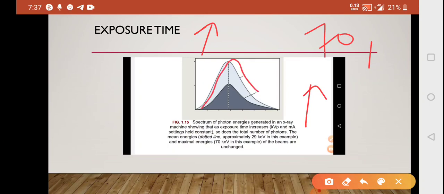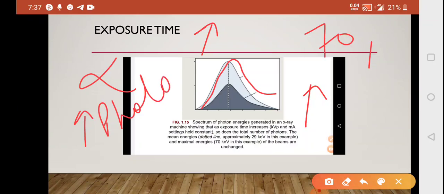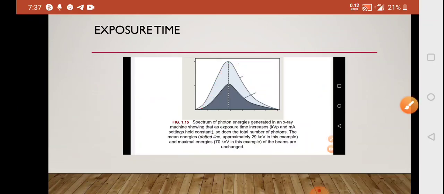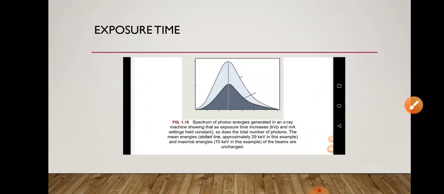As a result, exposure time will increase the production of X-rays. The X-rays produced are more, the number of photons produced is more. So exposure time is directly proportional to the number of photons. This should be clear to you. The question can be asked in this way only, nothing much about it.